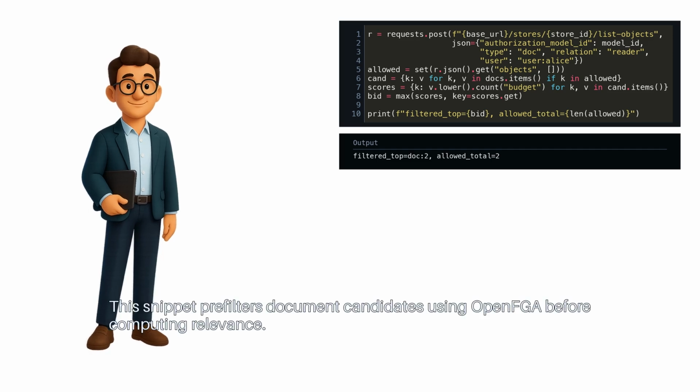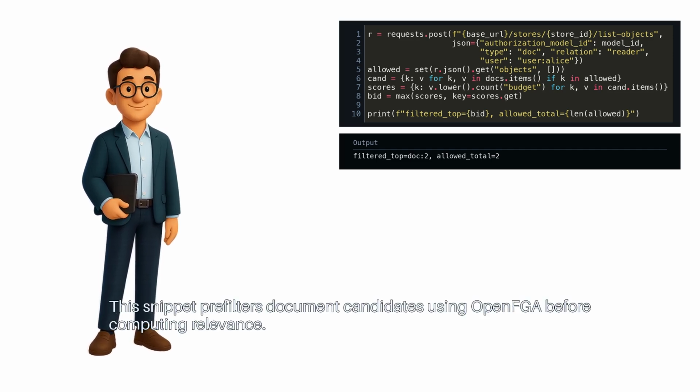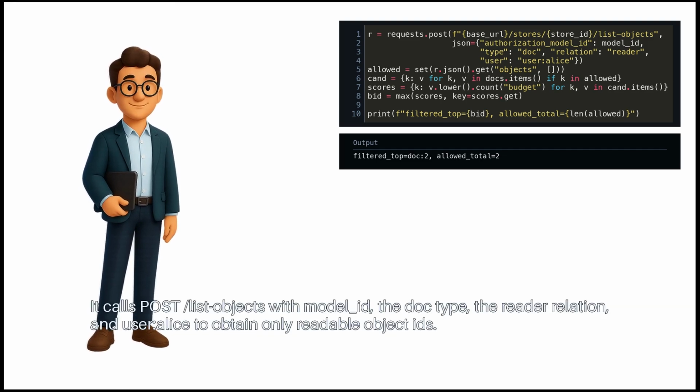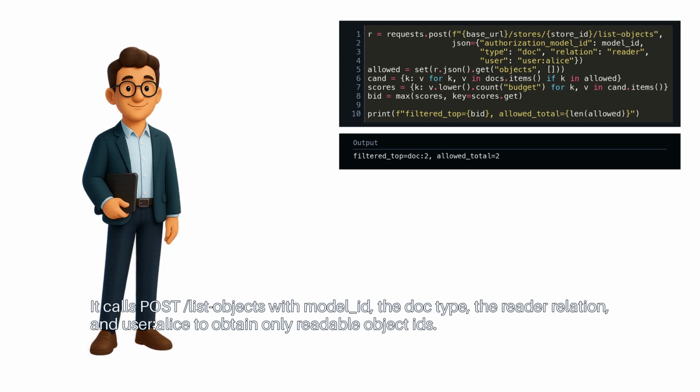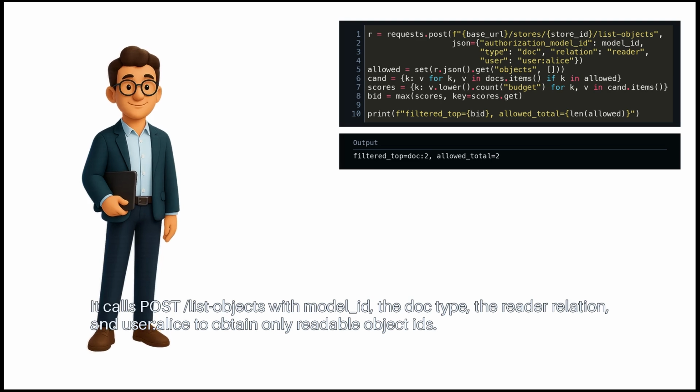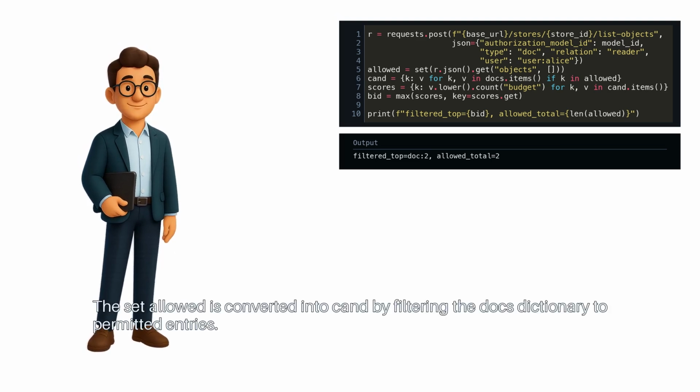This snippet pre-filters document candidates using OpenFGA before computing relevance. It calls post /list-objects with model ID, the doc type, the reader relation, and user Alice to obtain only readable object IDs. The set allowed is converted into a candidate pool by filtering the docs dictionary to permitted entries.